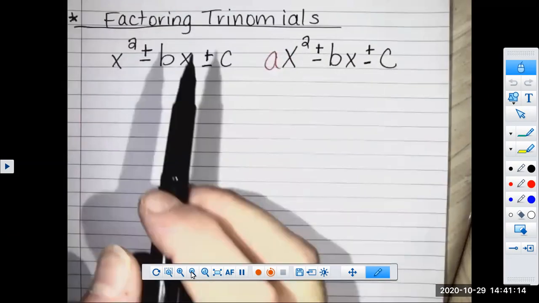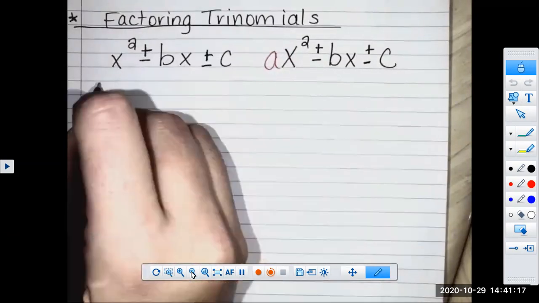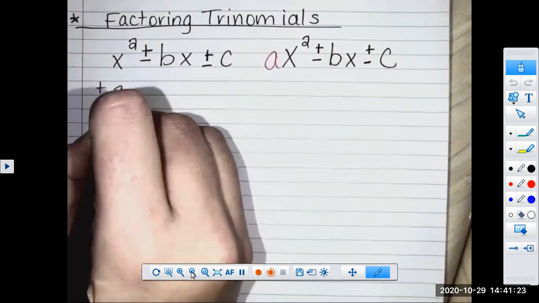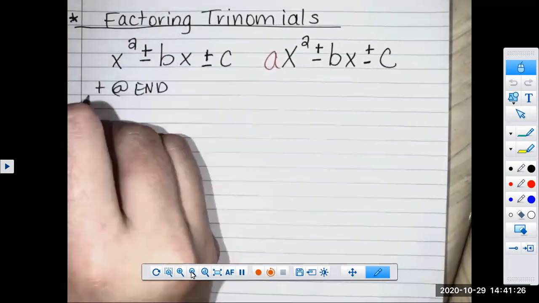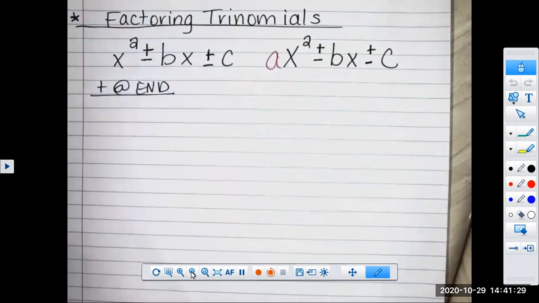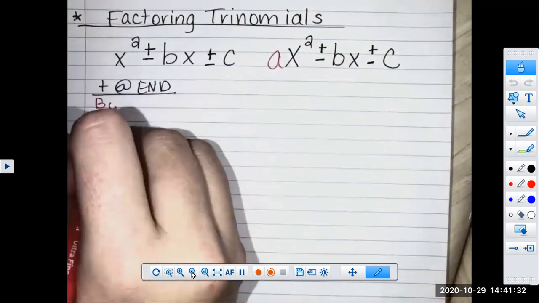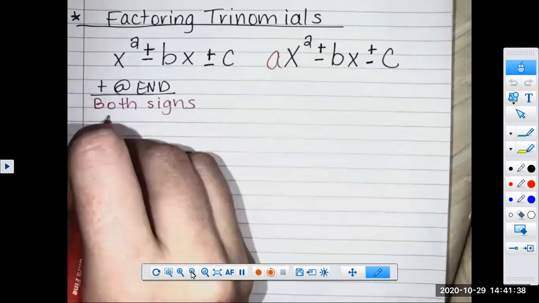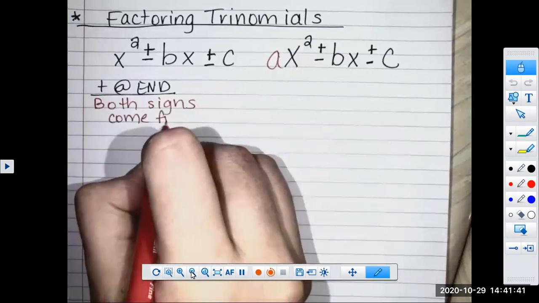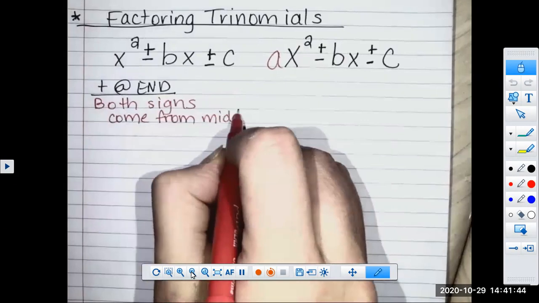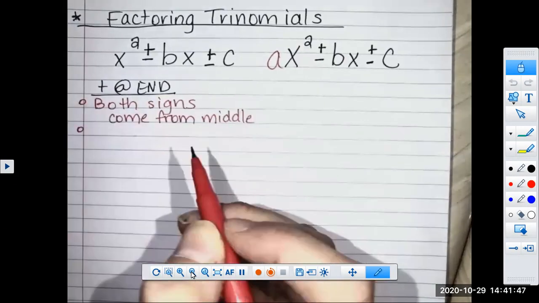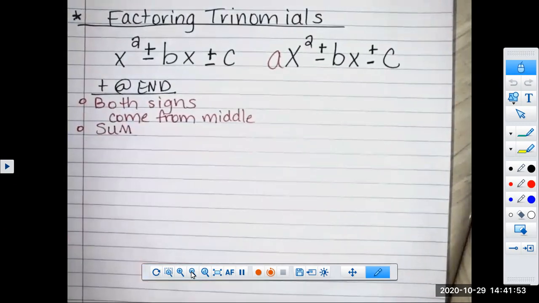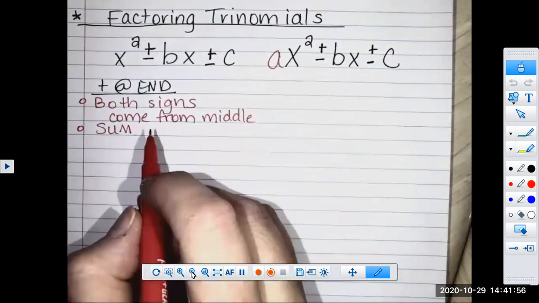The easiest thing I know to tell you about factoring trinomials like this, if you have a plus sign at the end, then both of your signs in parentheses will be whatever's in the middle. Both signs come from the middle. And then you're looking for a sum. And you'll see what I'm talking about in a minute. Both signs come from the middle, and you want the sum of the middle term.